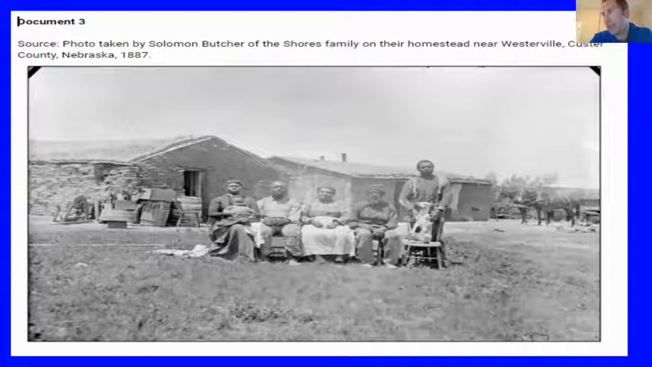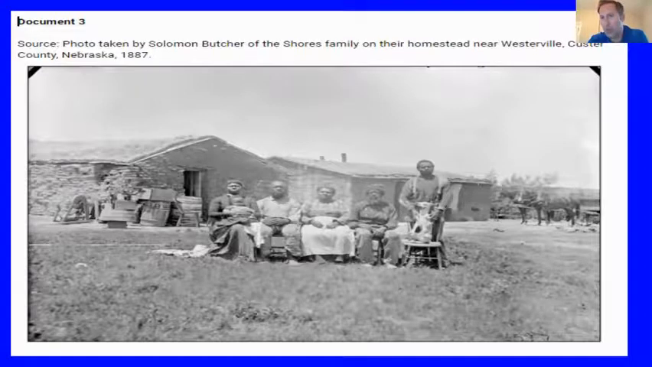Document three is where most people identified this as farmers, and most people identified this as an African-American family. There were a few students that thought that this was a Native American family, and obviously that caused some confusion and led to some misinterpretations of the document. You've got to be aware of that. There are others that saw the horses in the background and thought this was a ranch. It's not. It says in the description that they're on a homestead, and homesteads are small farms.